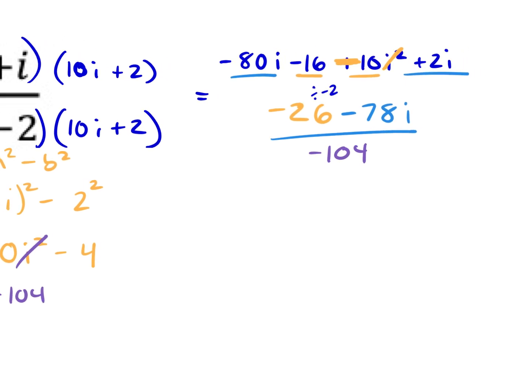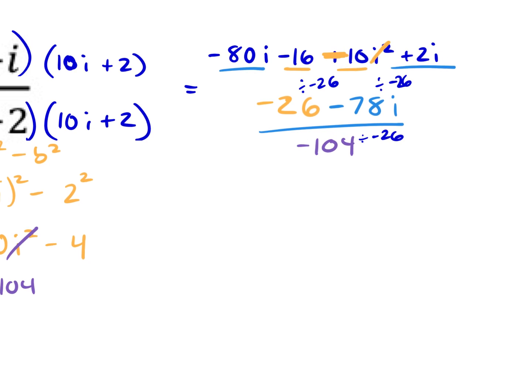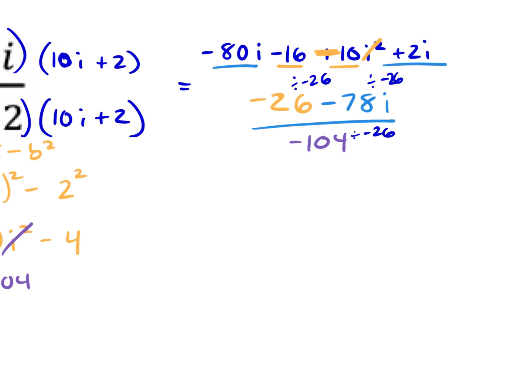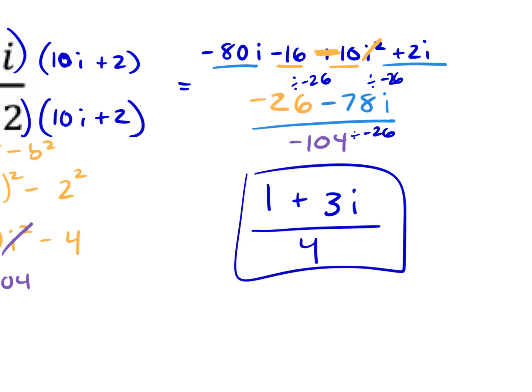I can divide everything by -26. If you don't see that right off the bat, start by dividing everything by 2 and then see if you have another common factor. So we're going to divide everything by -26. We get (1 + 3i)/4. So that would be our answer.